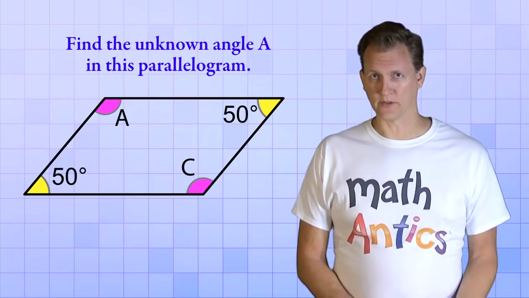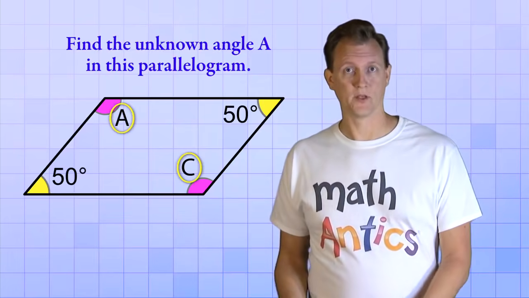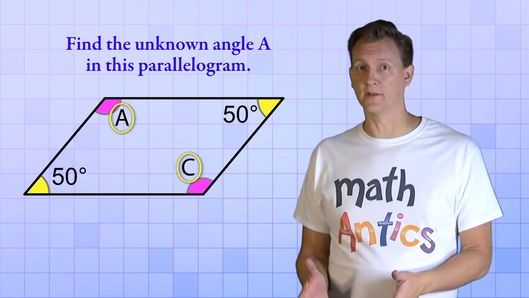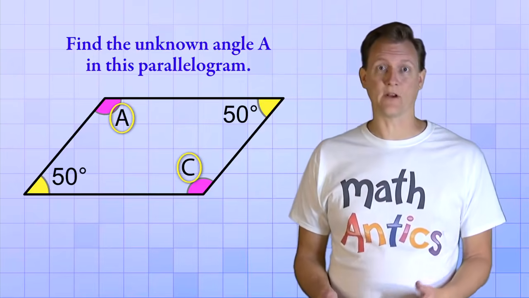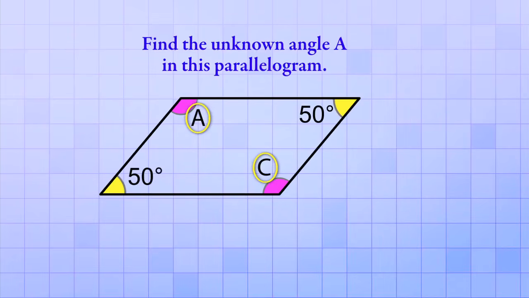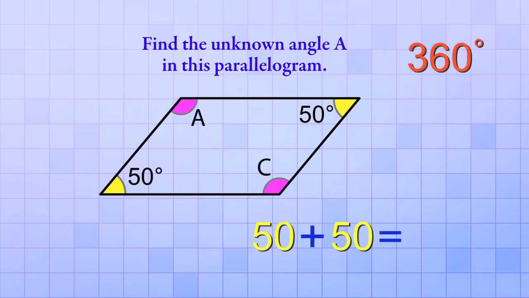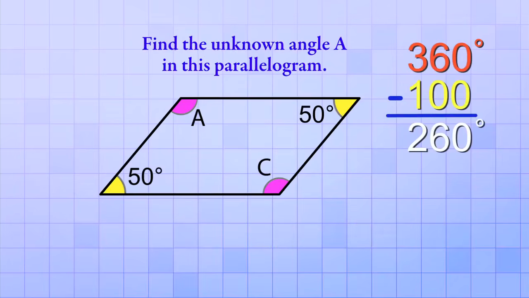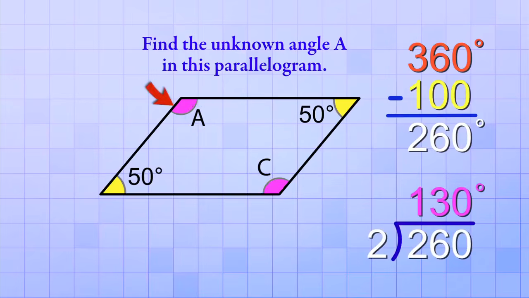Next, we know that the other 2 angles, A and C, must also be equal. So if we can figure out how many degrees are left over, or still unknown, we can just divide that amount equally between A and C. Well, the total of all the angles is 360. So if we subtract the angles that we know, 50 plus 50 equals 100, and 360 minus 100 equals 260, we know that A and C must each be half of 260 degrees, and 260 divided by 2 is 130, so angle A must be 130 degrees.